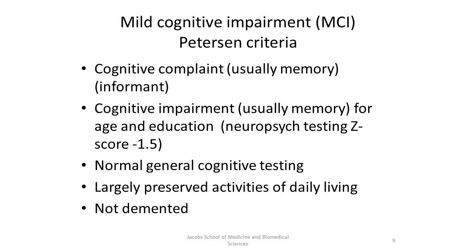People have to have normal general cognitive testing, so the neuropsych will also give you that information, that all the other cognitive domains are normal. They have to have largely preserved activities of daily living. A little help with banking would be okay, but if you really have to go there every single day to make sure that they eat, that's not enough. That's the second domain. And you as a physician have to say that they are not demented. So this is actually a very subjective assessment, whether you decide that somebody is demented or not demented.